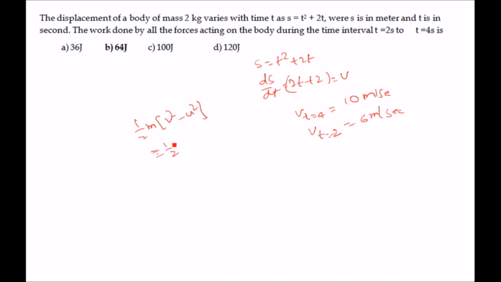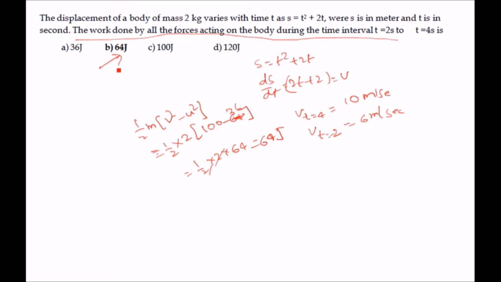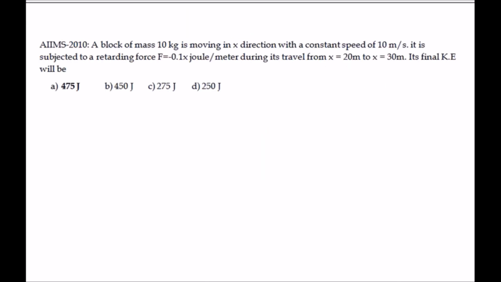and is equal to 1 by 2 into the value of m, which is 2, and it is equal to 100 minus 36. So it's equal to 1 by 2 into 2 into 64, and the value comes equal to 64 joule. So the work done by all the force acting on the body during this time interval t is equal to 2 to 4 seconds will be equal to 64 joule. So we have seen a lot of problems based on the work energy theorem, so it's a very important concept and you should keep it in mind.